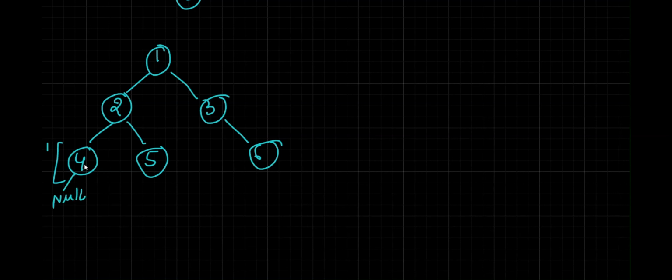If we see the left child of 4, that is null. What is the right child of 4? That is null. So as soon as we get the left child and the right child as null, what will we return? We will return the base condition as 0. So whenever root is equal to null, we will return 0.